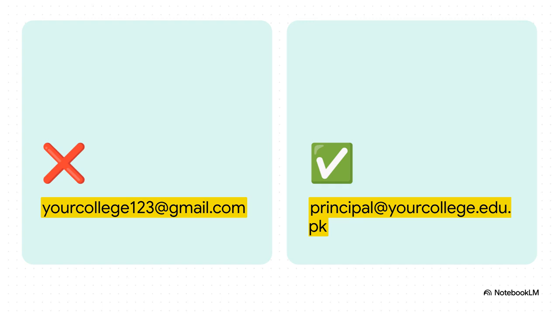Let's think about the very first thing parents and students actually notice: your institution's digital identity. We've all seen it, right? Institutional addresses like yourcollege123@gmail.com. It's literally a personal email being used to run an entire school. Now compare that to principal@yourcollege.edu.pk or info@yourinstitute.edu.pk. Just think about the undeniable difference in weight and authority there.